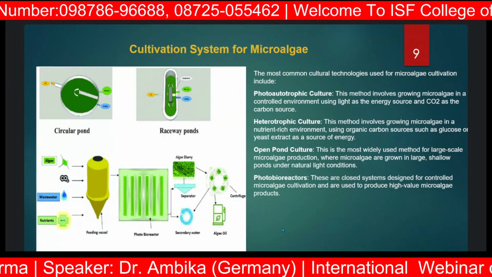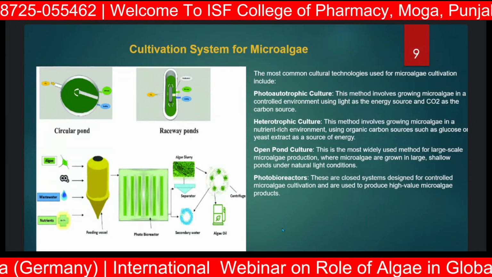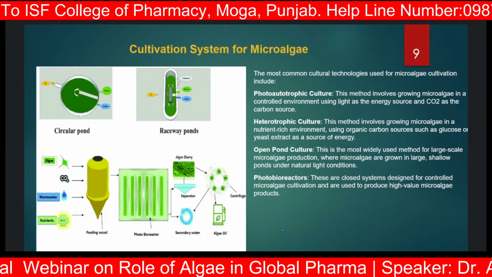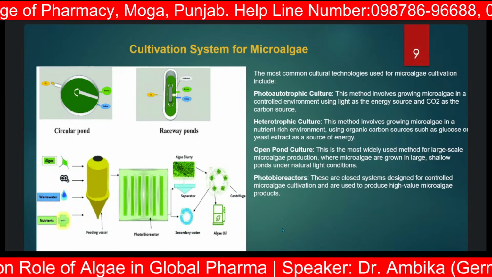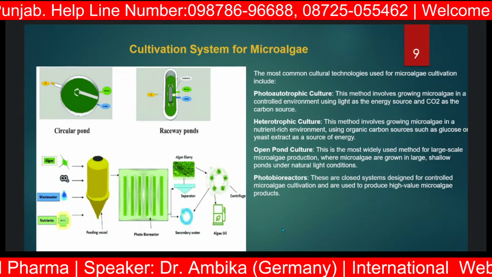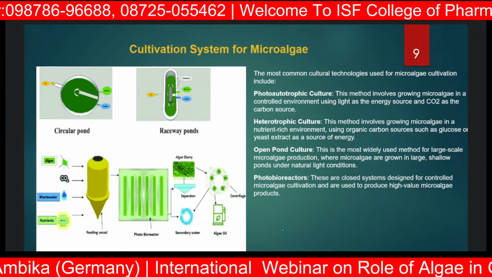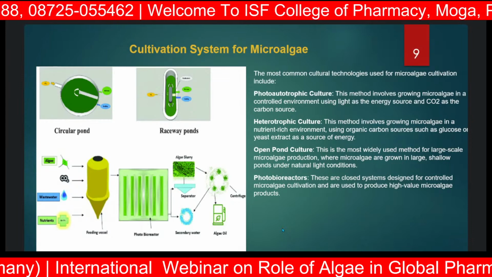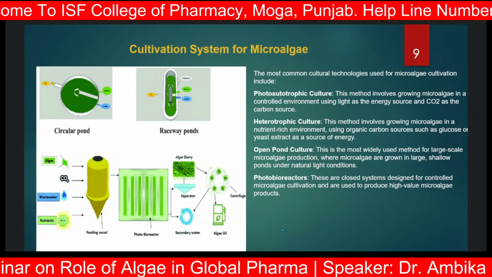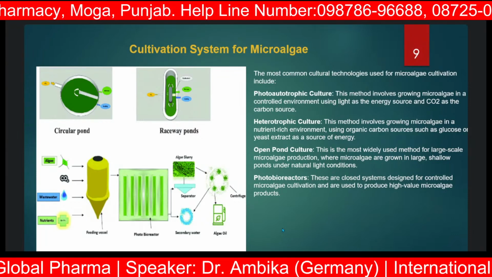The next method is photobioreactors. These are closed systems designed for controlled microalgae cultivation and used to produce high value microalgae products. What are these high value microalgae products? Suppose in your field, pharmaceutical ingredients should have high quality and maintain high value quality points. Whatever ingredients you are getting out of these microalgae should be maintained in an abiotic environment, free of contamination. The quality of the biomass should be very well considered in the pharmaceutical industries.